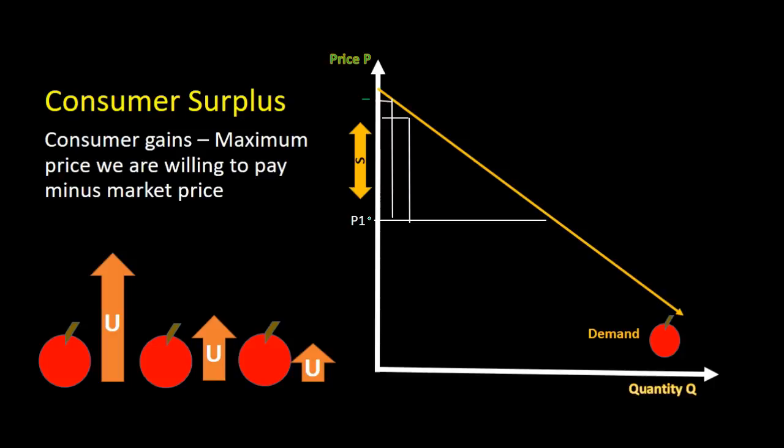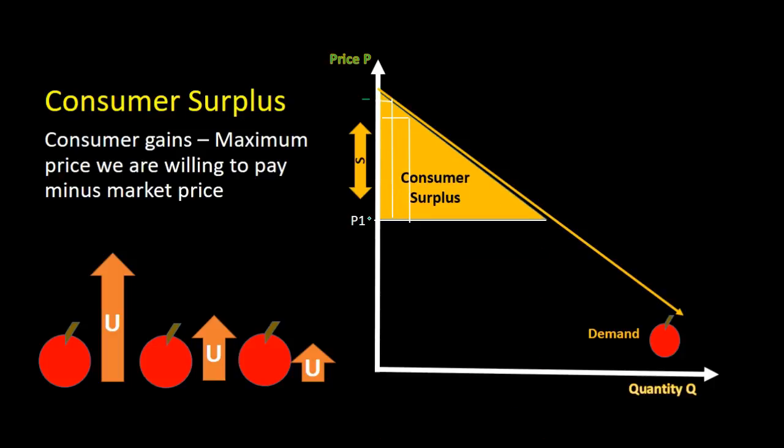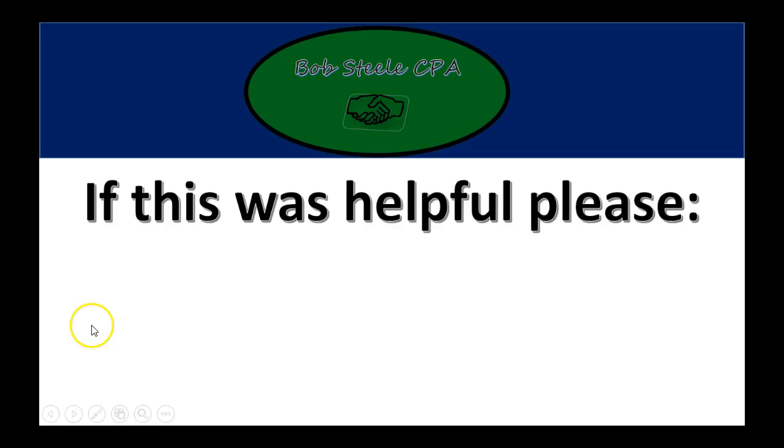How would we measure that? We can take the area of this triangle: the area of the triangle above the price and below the demand curve. If we take the area, that would give us the consumer surplus. How do we calculate the area? Well, that's going to be base times height divided by 2, or base times height times 1/2, the area of a triangle.